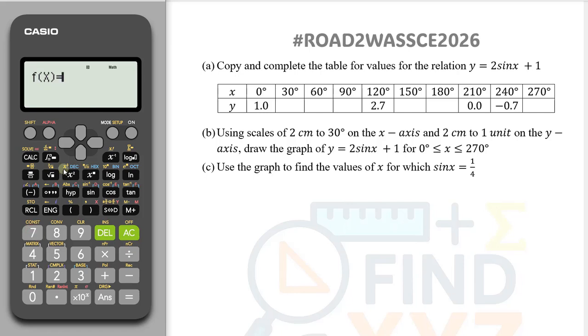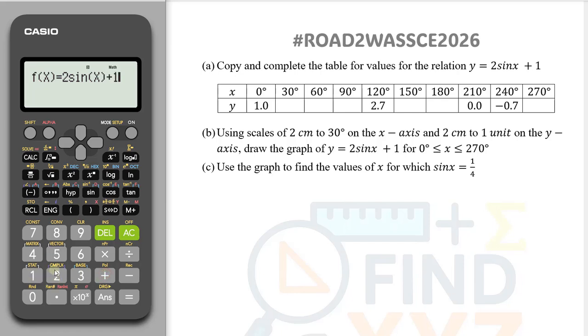I press 7. Then we have our function f of x being equal to. Then what is the function? The function is 2 sine x plus 1. So let's enter that. So I have 2, then sine. Now the x, you realize that the x is in red. So for me to activate that key, I have to press alpha before I can press this to activate the x. Then I'll close the bracket and I'll bring plus 1.